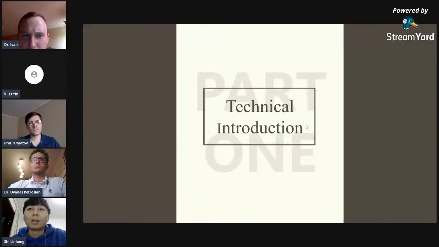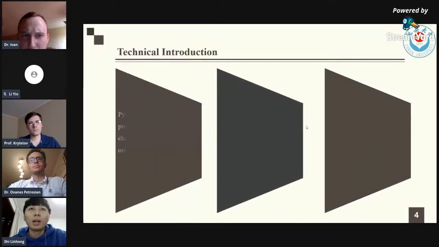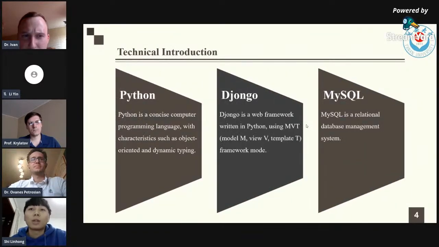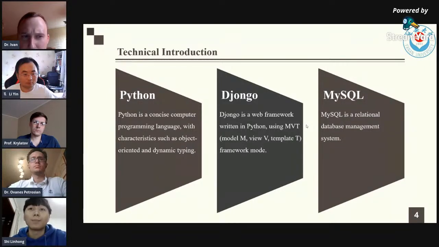The first part is technical introduction. I use the Python language to write the code. Python is a high-level scripting language that contains interpretability, compilability, interactivity, and object orientation. Because of Python's simplicity, readability, and scalability, it is recognized by more and more people. This is why I use it as a development language.